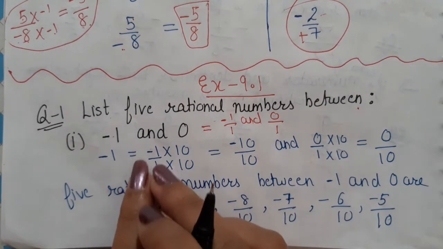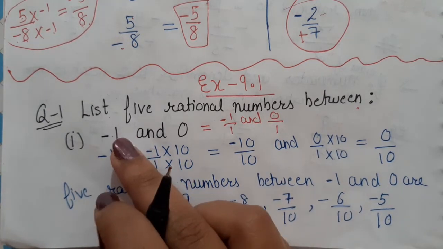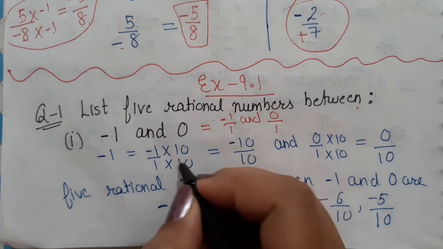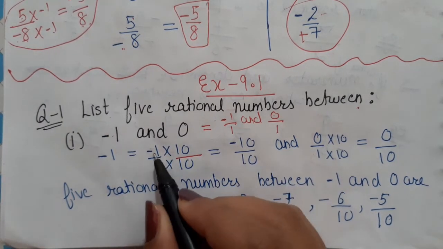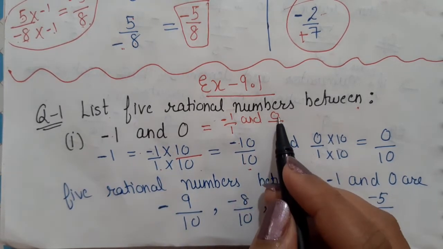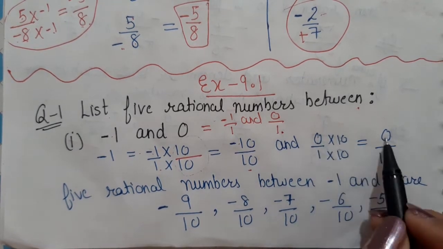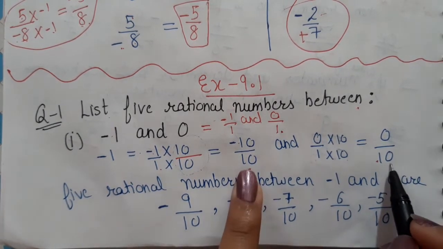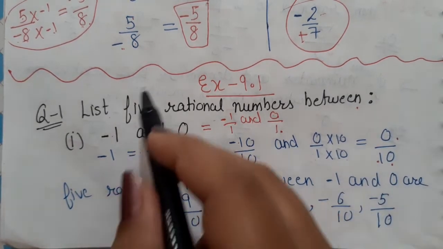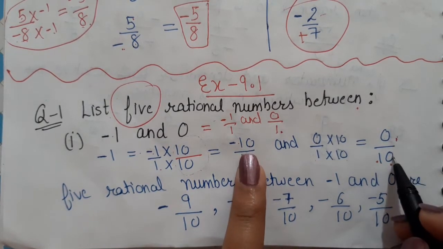Now multiply both of the numbers by the same number. Suppose I have multiplied minus 1 by 10 upon 10. So it becomes minus 10, since 10 ones are 10, plus minus minus. And I have multiplied 0 upon 1 again with the same number: 10 into 0 is 0, 10 ones are 10. Now the denominators are same and the numerators are minus 10 to 0. Now we have to find the 5 rational numbers between them, from minus 10 upon 10 to 0 upon 10.